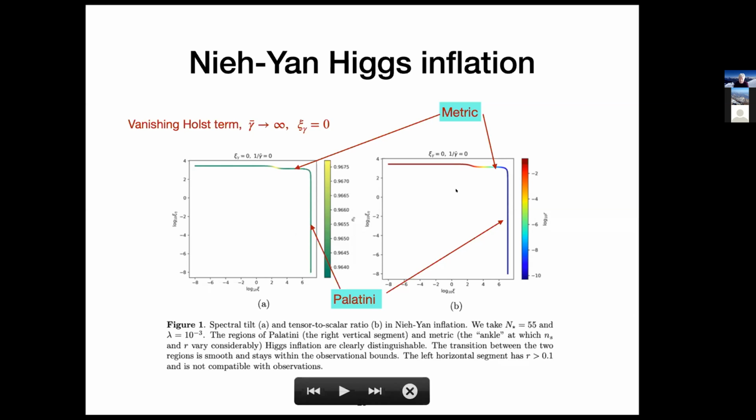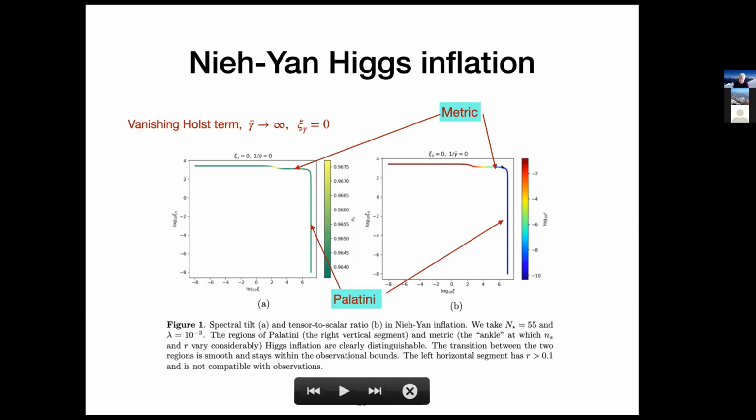And then there are different parts of this curve. So if you look at the left plot, for instance, there is this vertical part which corresponds to the Palatini inflation. Okay, so here all n_s are in the region of 0.96. However, you see that this part is very, very blue, so it corresponds to a very, very small tensor-to-scalar ratio. Okay, so r is very, very small in this part. So this is the Palatini case.